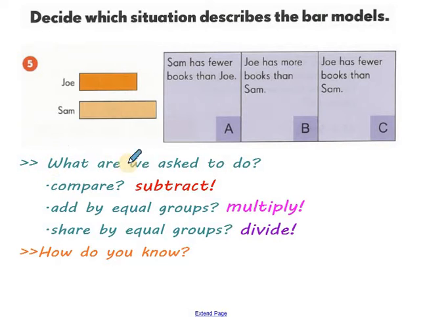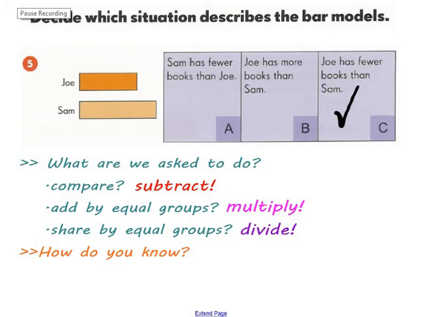So we're thinking about, what are we asked to do? Are we comparing? Then we should subtract. Are we adding by equal groups? Then we should multiply. Are we sharing by equal groups? Then we should divide. And in this case, this is the story that matches the bars.